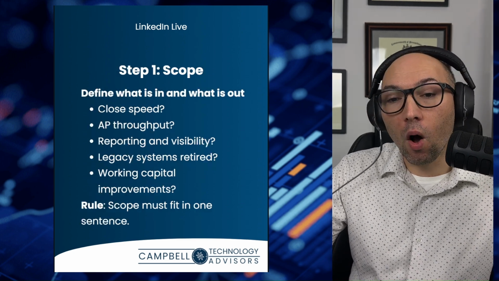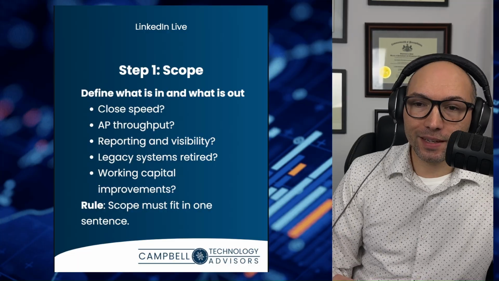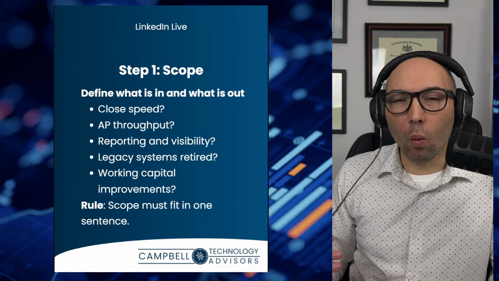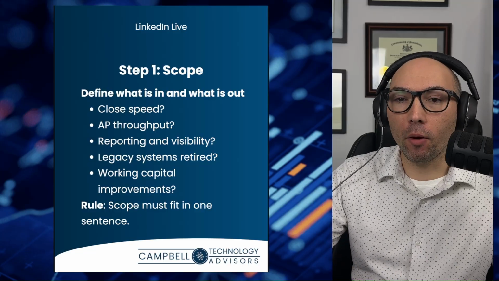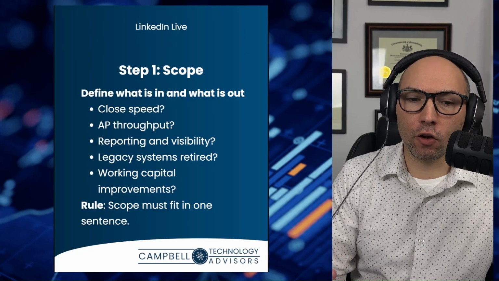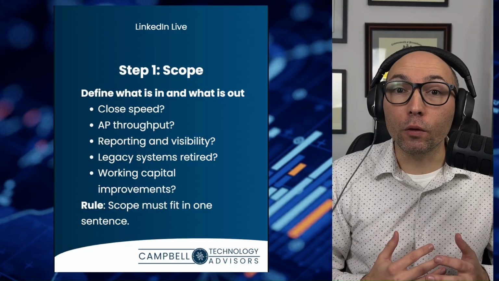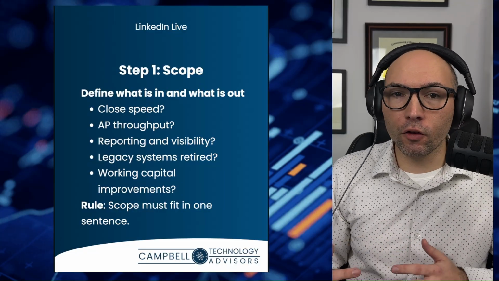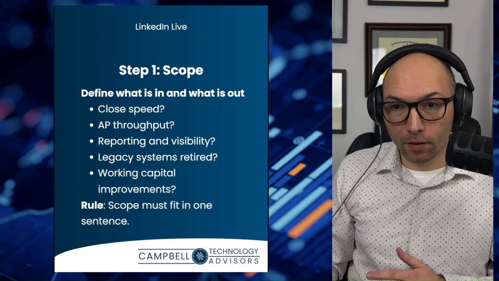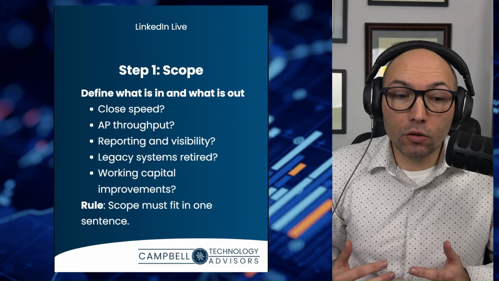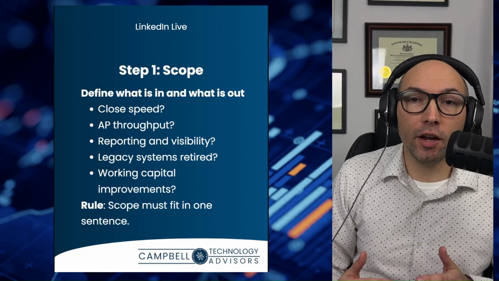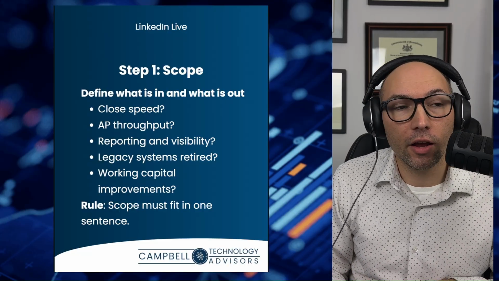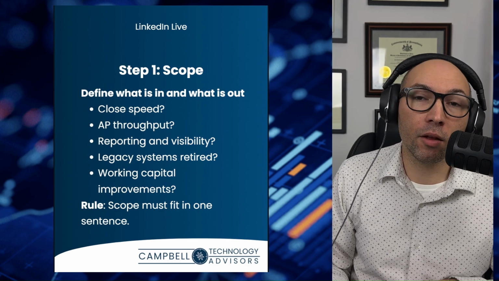So step 1 is defining the scope. Scope answers what is included and what is not. For example, maybe you're trying to solve for the financial close speed, or you're trying to solve for AP throughput. Or maybe trying to solve for reporting and visibility, that for the last 5 years, you're getting your financial statements 2 months after the month-end close.